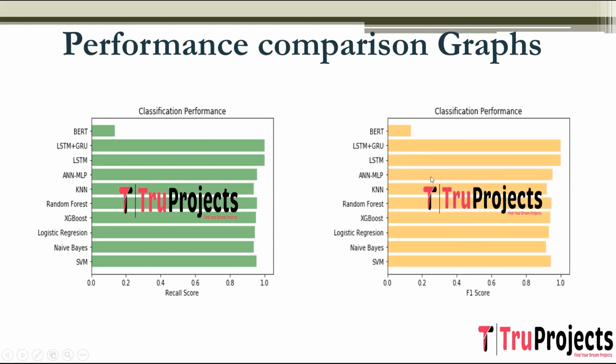This is F1 score comparison graph. Here on x-axis, we have F1 score for each algorithm, and on y-axis, we have algorithm names. F1 score is the harmonic mean of precision and recall. It provides a balance between precision and recall, especially when there is an imbalance in the class distribution. The algorithm which performs well among all these metrics will be used for final prediction.